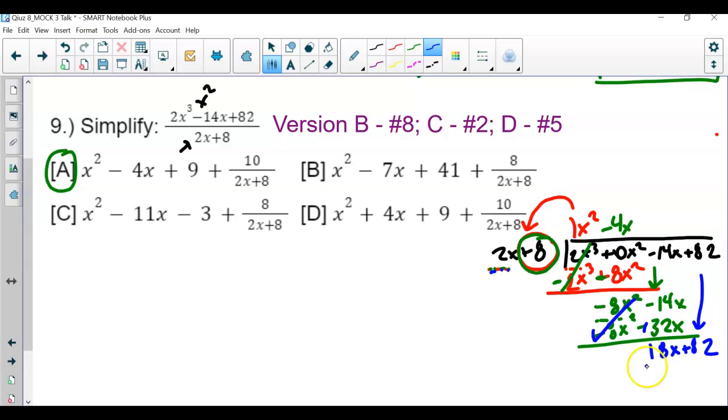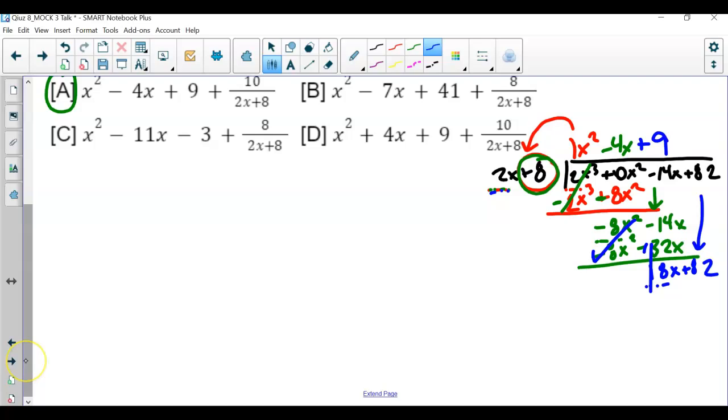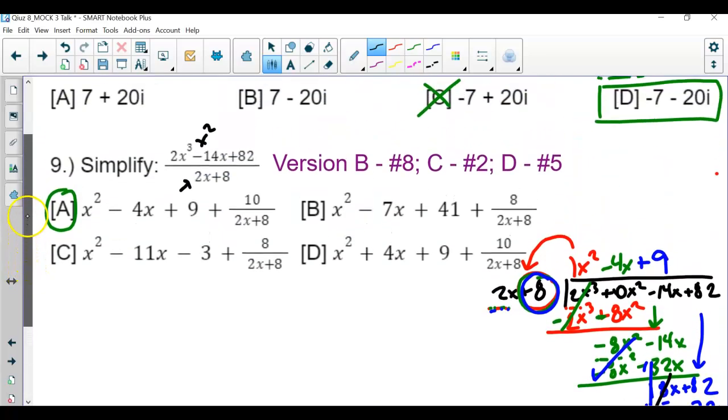So 2 going into 18. 2 goes into 18 9 times. And then again, keep on going. So when you multiply, they match up and you get 18x, but don't forget to multiply the 9 to the 8. So that's 72. Change the signs. So now they're both negative, and that's how you get a remainder of 82 minus 72, which is 10. That's how you get A.